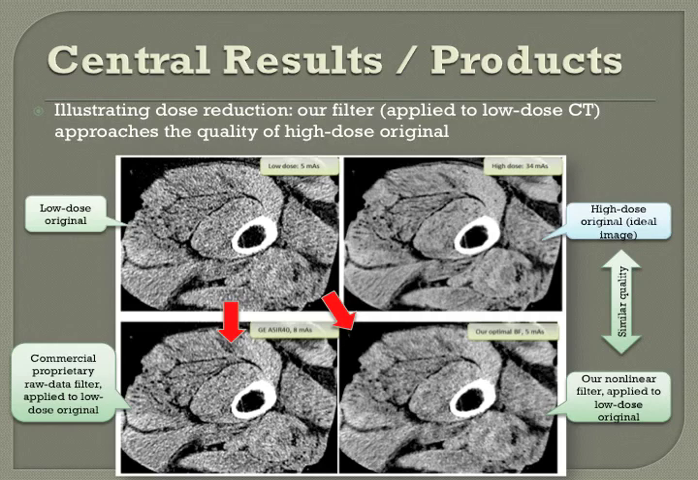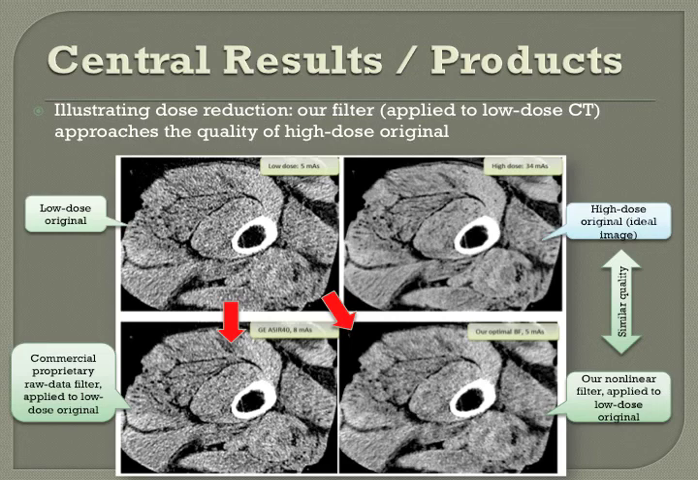In the left top corner, you see the original low dose image. Then just under it in the left bottom corner, you see an example of vendor-specific denoising, in this particular case, the scanner-side filter. In the right bottom corner, you see the result of our filter. And in the right top corner, you see the high dose original.